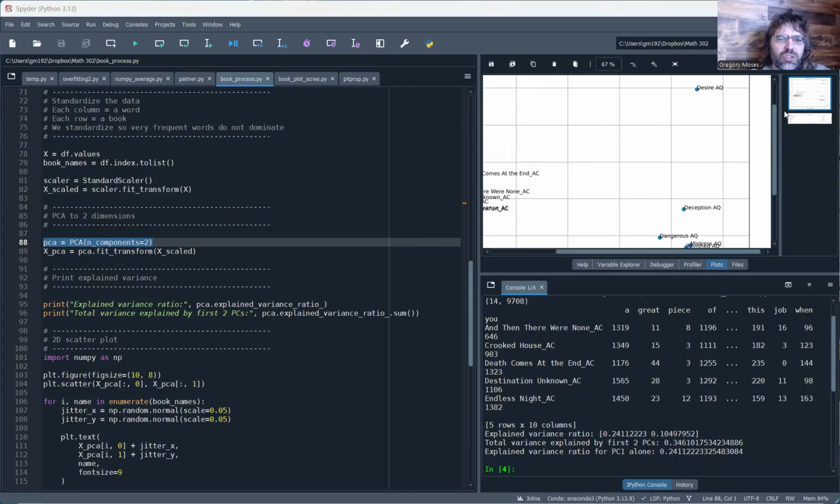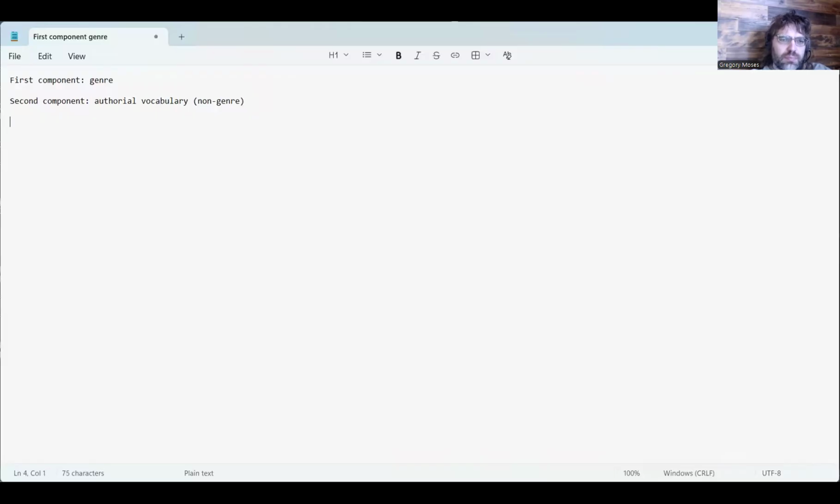Something like that could be explained if Agatha Christie has a limited vocabulary and Amanda Quick has a varied vocabulary. I'm not saying that is what's happening. I don't know what's happening. I'm putting it forward as one possible situation that might give us the graphs that we're seeing.